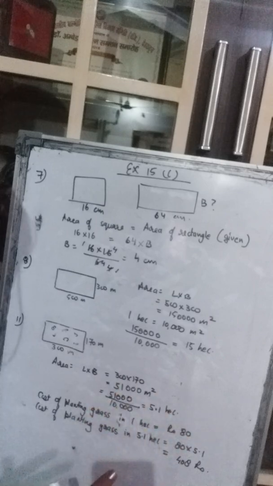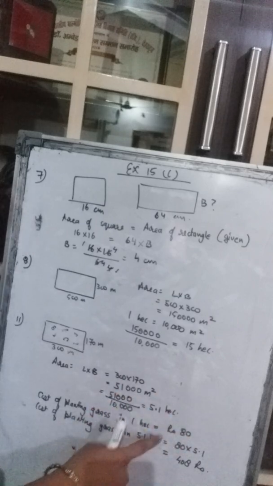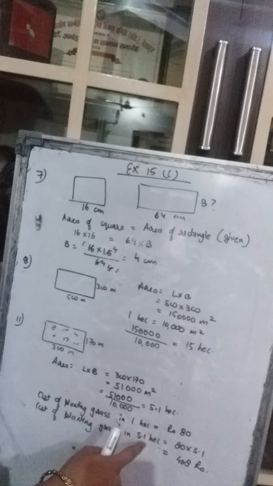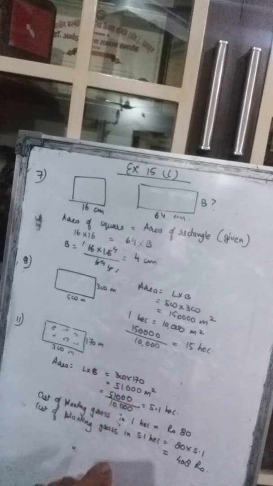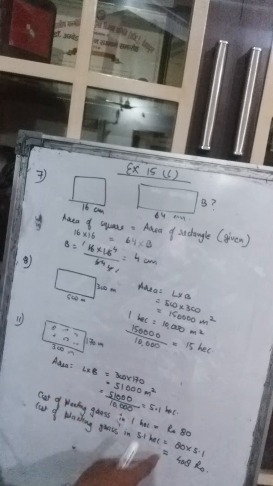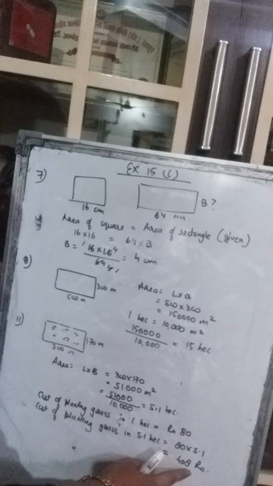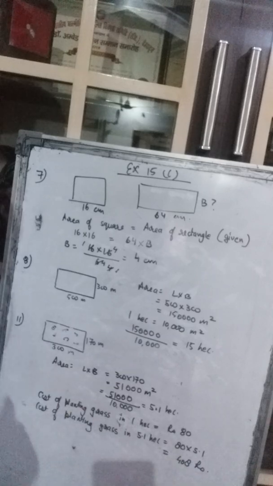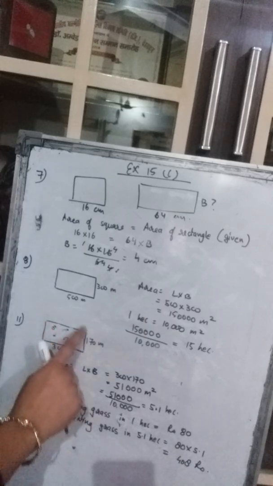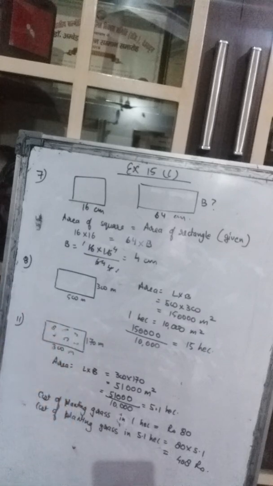It is given. And how many hectares we have? 5.1. So in 5.1 hectare how much cost will be needed to plant the grass? 80 into 5.1, that gives you ₹408. That is the cost of planting the grass in this field. Okay.